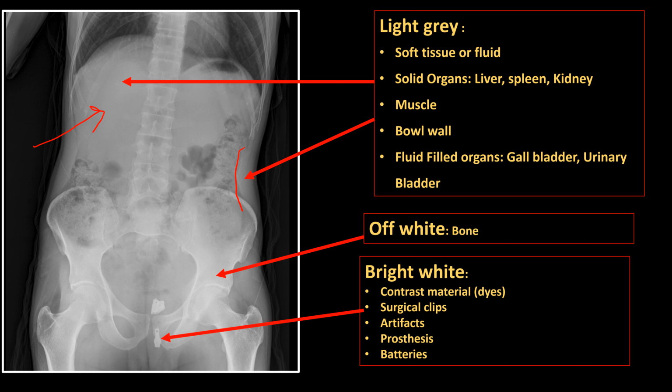While off-white color is given by the bones like the ilium and vertebrae. The bright white color is produced by the contrast material, foreign bodies, surgical clips, artifacts, prostheses, etc.